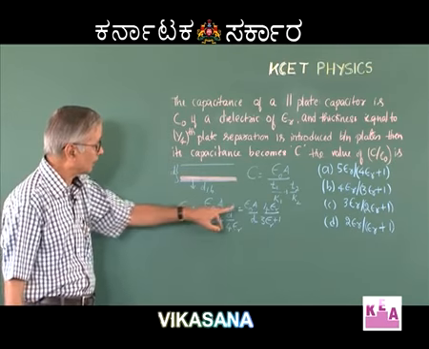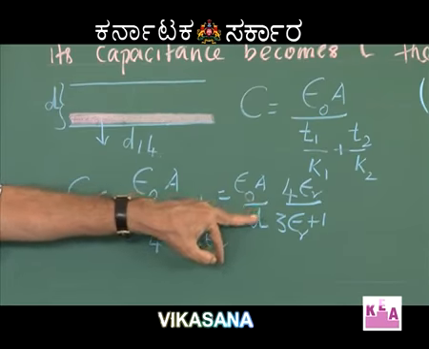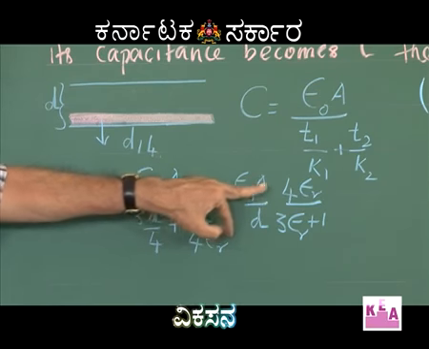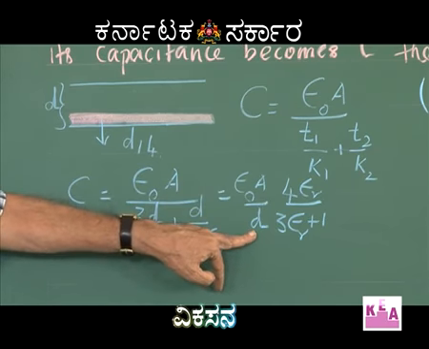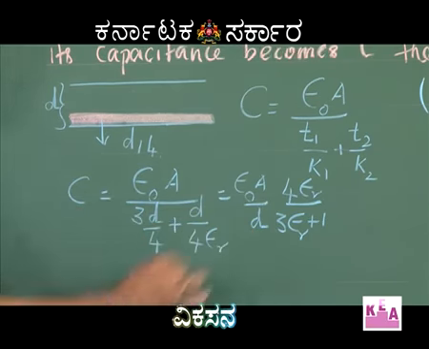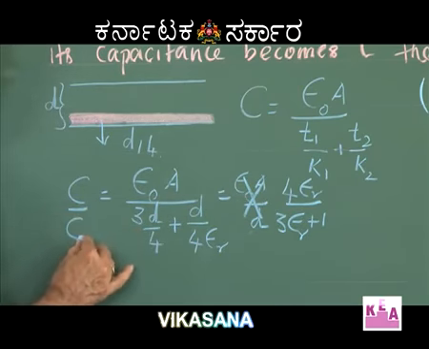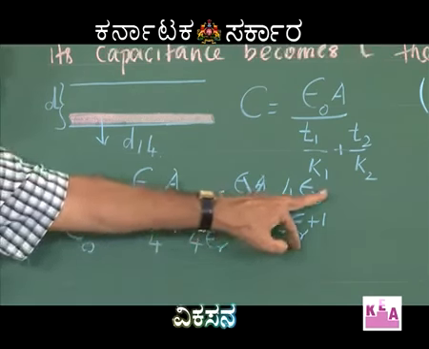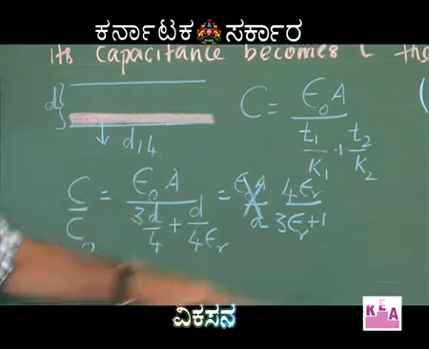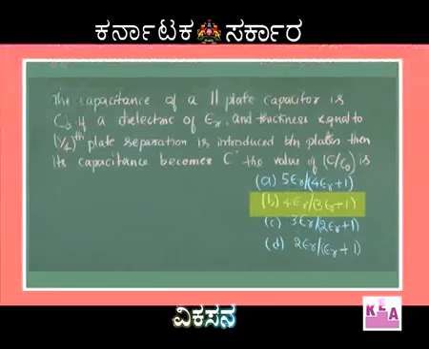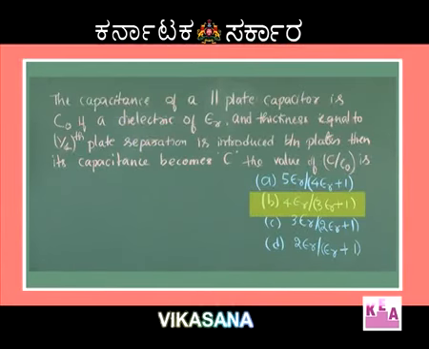But you know that epsilon 0 A divided by D is equal to C naught. Therefore, I will remove this and bring it here. Then C divided by C naught is equal to 4 epsilon r divided by 3 epsilon r plus 1. Therefore, option B is the correct answer.